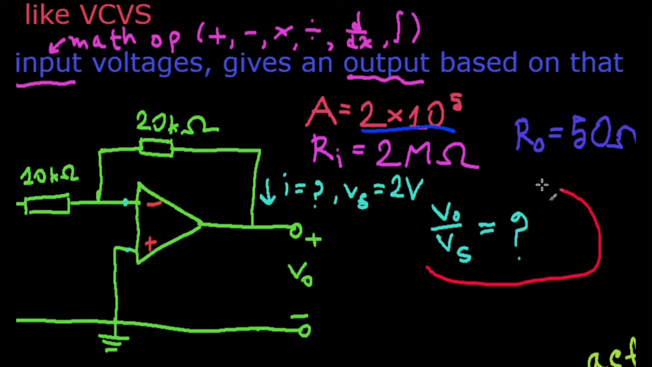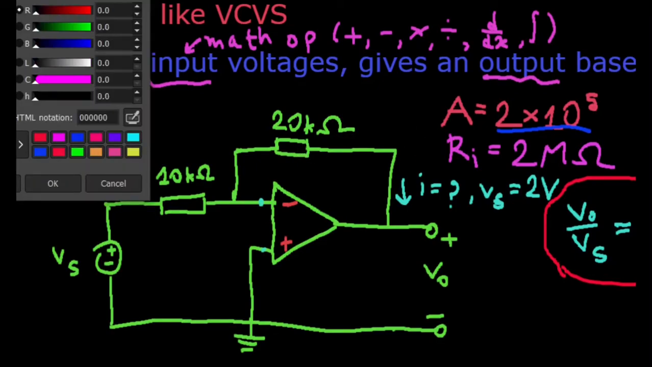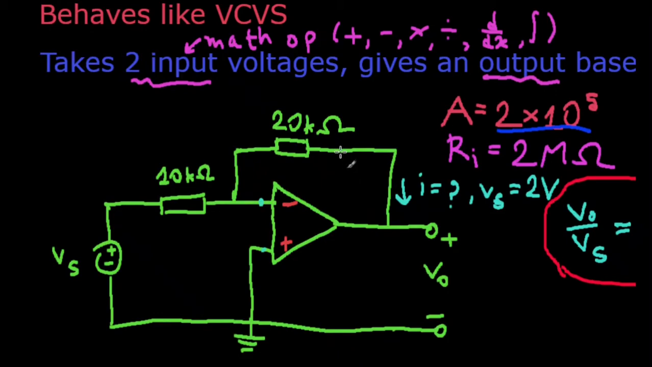Okay, and before answering this, I'd like you to consider what would happen if this part right here was open, or if this branch just wasn't there. I'm just being lazy and causing an open circuit here.